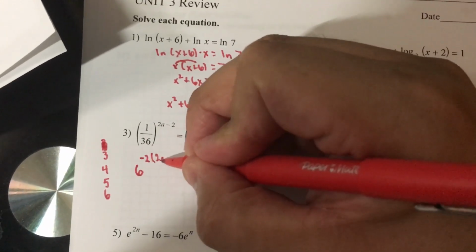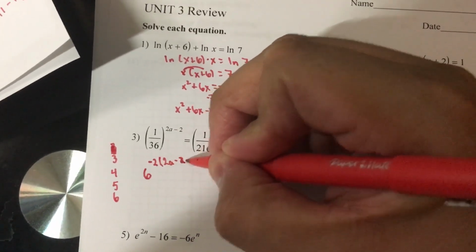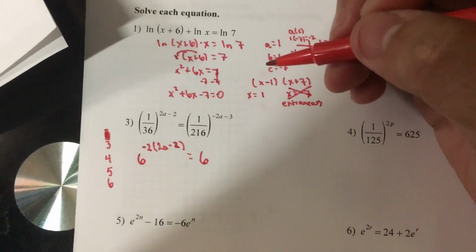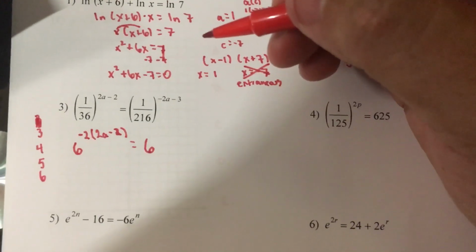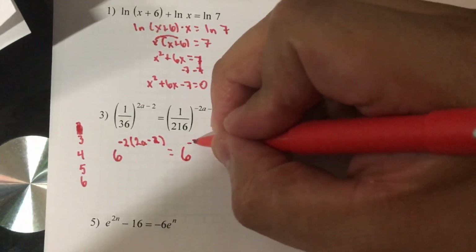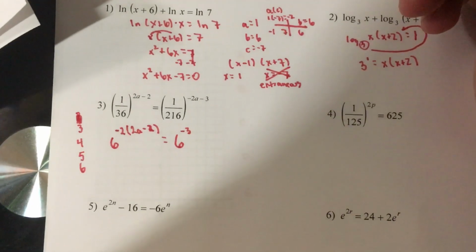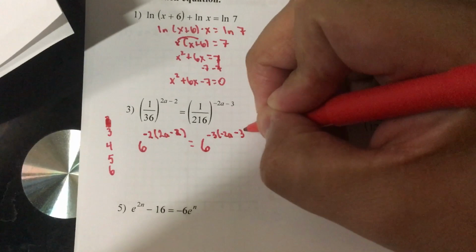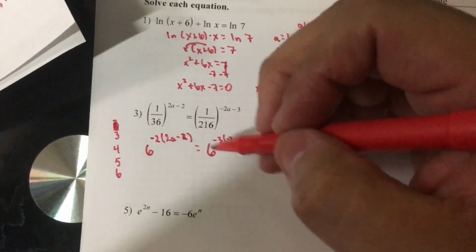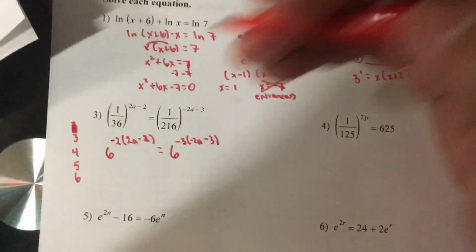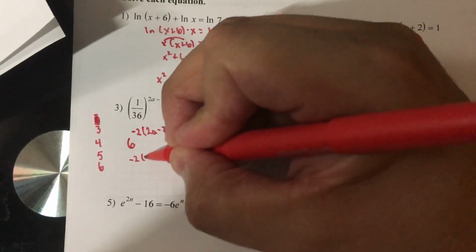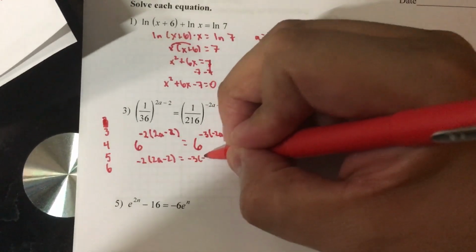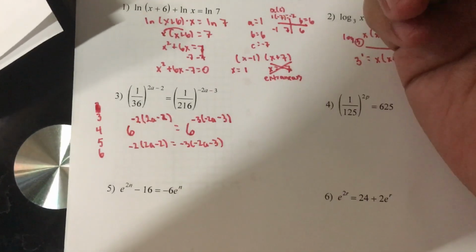And then I put the rest of my exponent equals, and this would also be a base 6. To get to 216, that would be 6 to the negative 3 power, just because this is a fraction as well, times negative 2a minus 3. So now I have the same base, so essentially I can get rid of it. Okay, so I'm left with negative 2 times 2a minus 2 equals negative 3 times negative 2a minus 3.